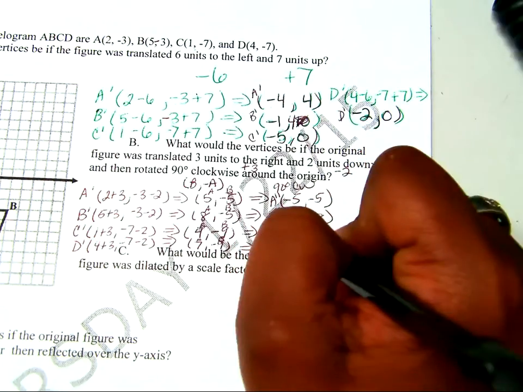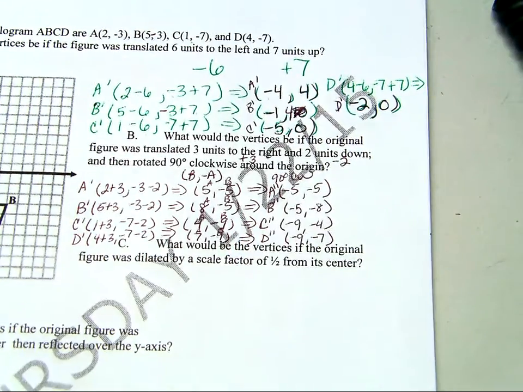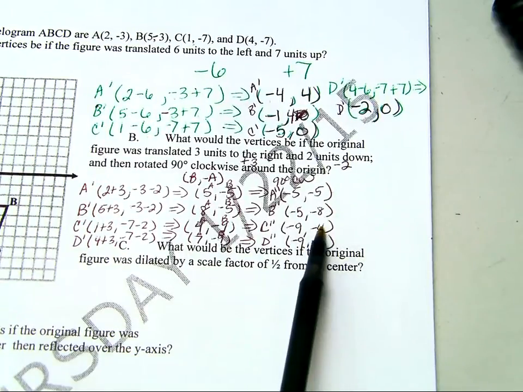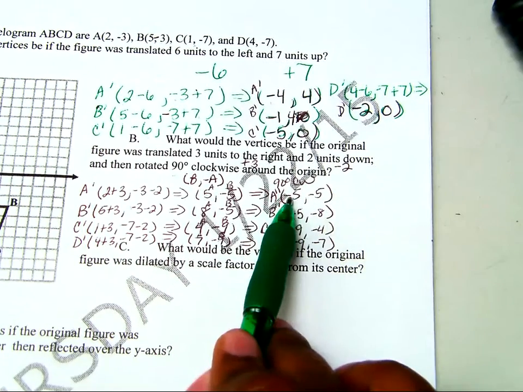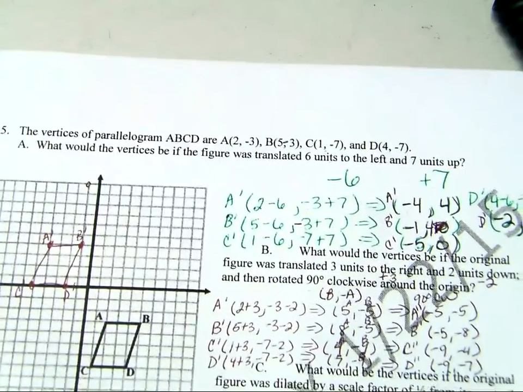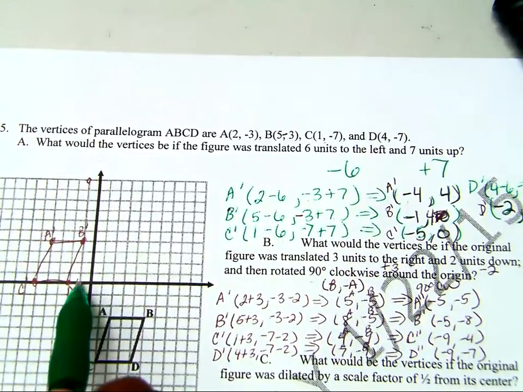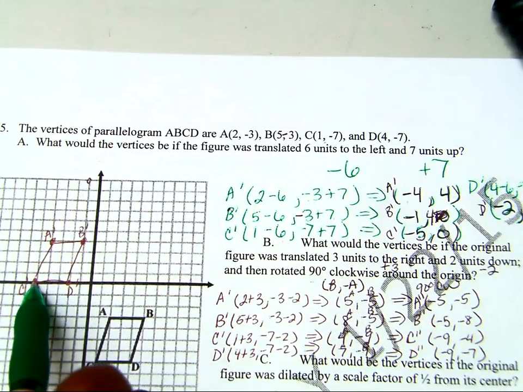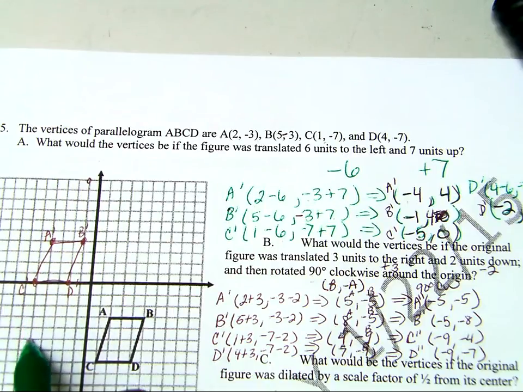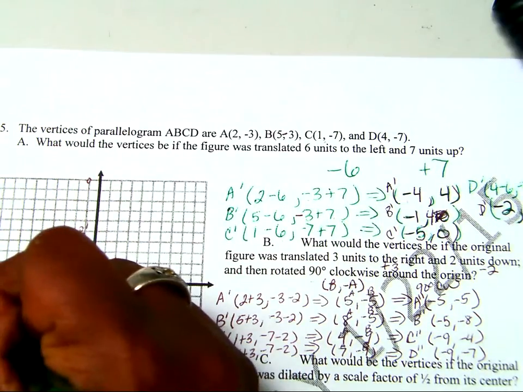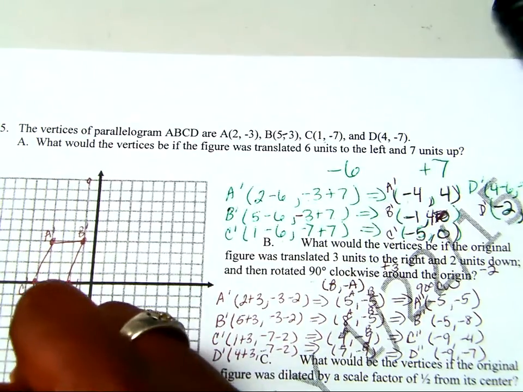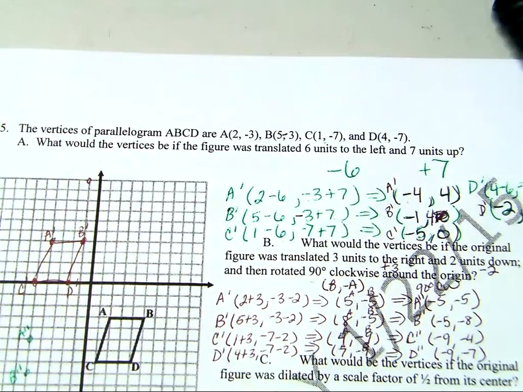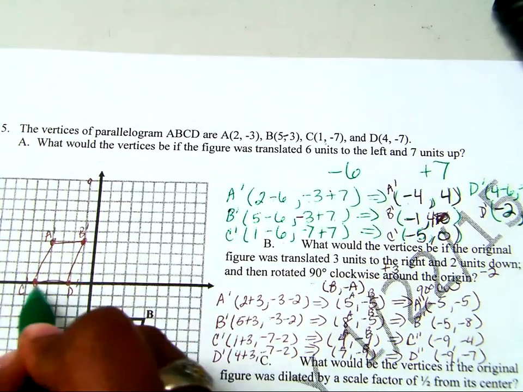So these are the final points I want to plot for this question right here. -5, -5: 1, 2, 3, 4, 5 and 1, 2, 3, 4, 5. This is A double prime. -5, -8: I was at 5, 6, 7, 8. B double prime: -9, -4. So that's 5, 6, 7, 8, 9, and 1, 2, 3, 4.